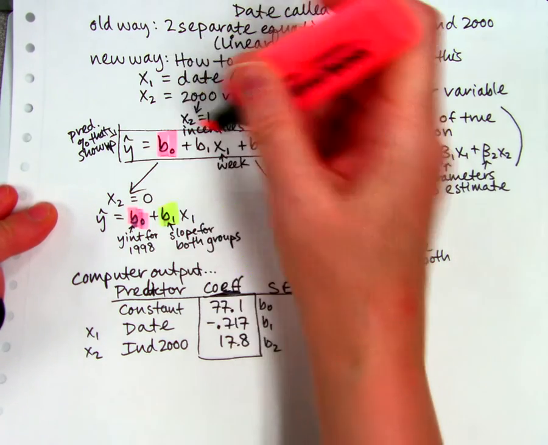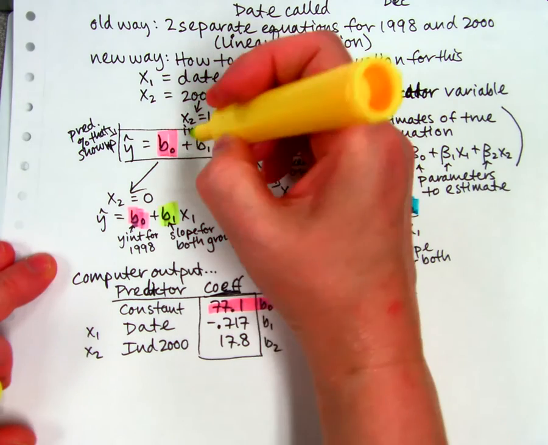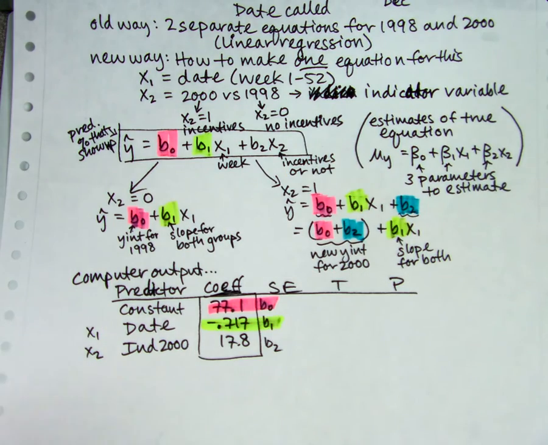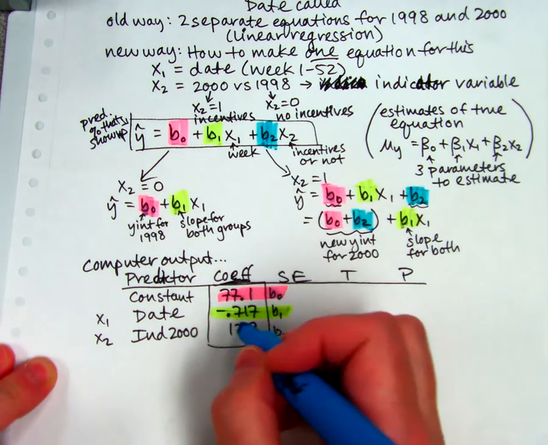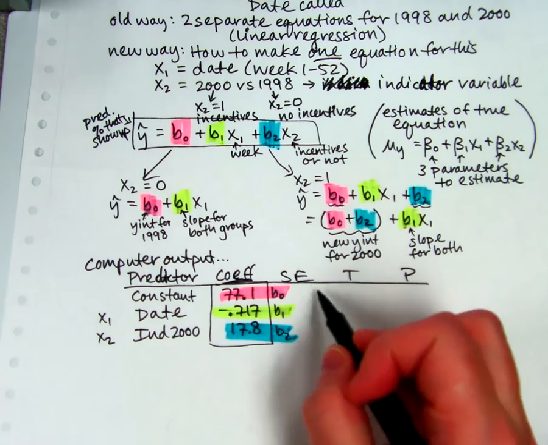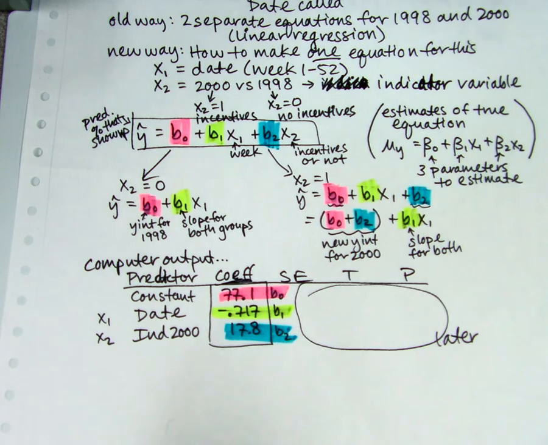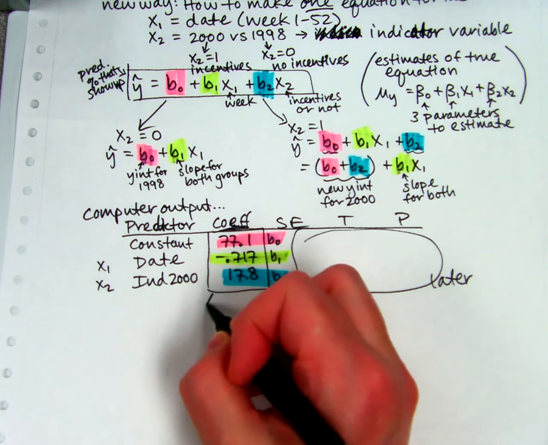Highlight this, and highlight that, just to make sure that it's totally clear where I'm getting these numbers from. And B2, which is the third number in the equation, is always the third number in the computer output. That makes me happy. We're going to learn about all of these columns later, probably in 14.1b, right?